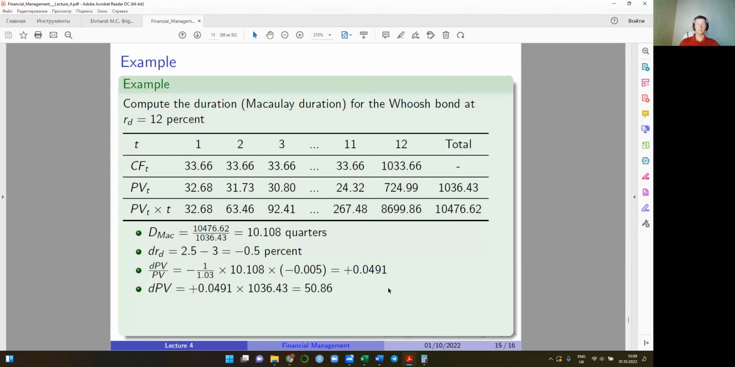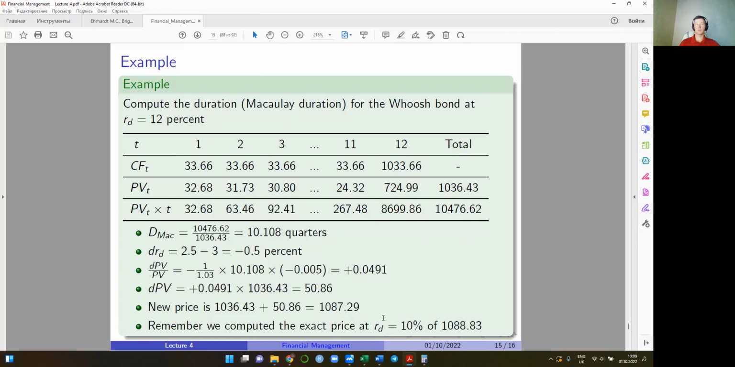So the last step is to compute how much this is in rubles. We multiply this by the initial price, and we have 50.86 rubles, and then we add this to the base price. So the new price is expected to be 1087.29. Remember that we computed the exact present value to be 1088.83.